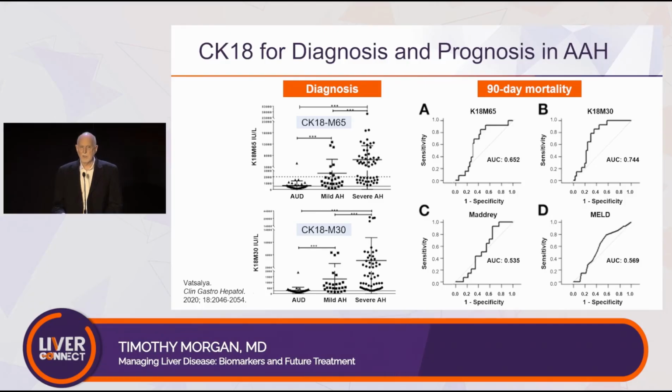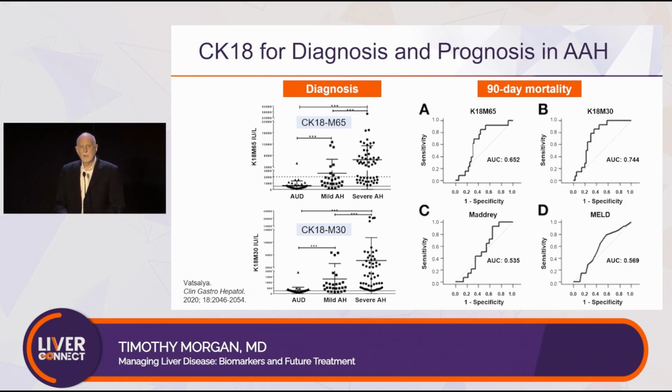Again, another study looking at M65 and M30 of cytokeratin 18, on the left-hand side for the diagnosis, and on the right-hand side for prognosis. If you again look on the left-hand side, you have alcohol use disorder, mild alcoholic hepatitis, and severe alcoholic hepatitis. And I'm going to have you look at the bottom one called M30. As you can see, there's an x-axis, and a little bit above the x-axis is a straight solid line. That's the upper limit of normal of around 250. And you can see these people are very, very highly raised above the upper limit of normal.